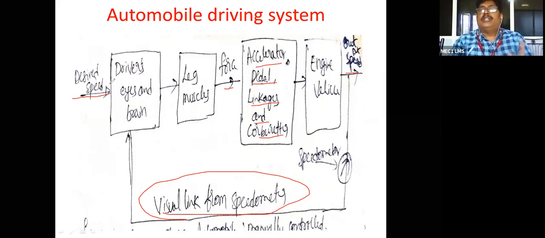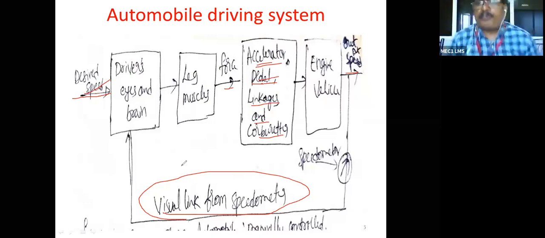If it is not the desired speed, again he will apply more force on the accelerator pedal, according to the desired speed shown on the displaying device. For example, if he wants to go at less speed, then he uses less force on the accelerator pedal. How much force is needed is judged with the help of the visual link from his eyes and brain, and then he decides how much speed to go on this particular road.